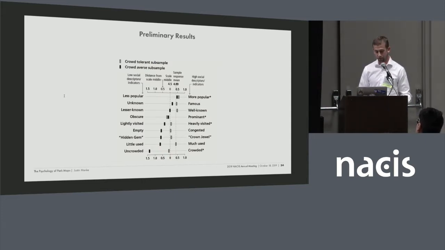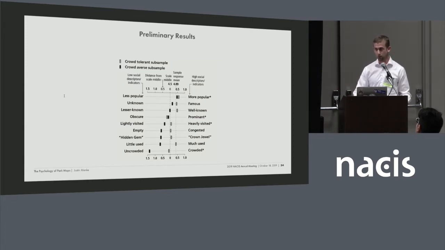But there are a couple of terms, popular, famous, well-known, that they're attracted to. They would prefer to go to those kinds of places. If you look at the crowd averse group, the darker black color, they're much more affected by these terms, which makes some sense. They do not want to go to places that are crowded or much used or congested. They want to avoid those places. But what's interesting is they also prefer places that are popular or famous and, to an extent, well known.